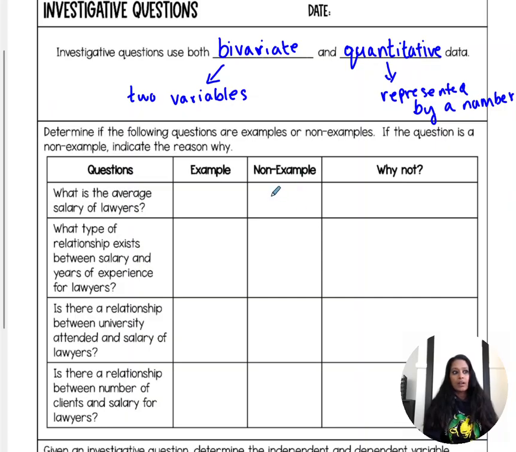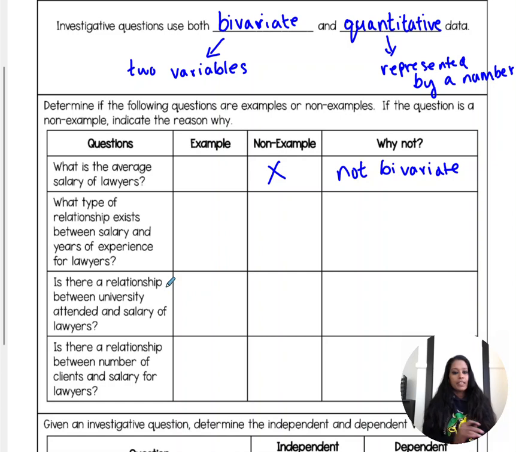It doesn't give us two pieces of information, it just gives me one thing. So this is a non-example. It is not an investigative question that we can try because it is not a bivariate. It only gives us one piece of information. Okay? All right, let's look at the second one. What type of relationship exists between salary and years of experience? So this does give us two things, right? It gives us the salary and it gives us the years of experience. And salary is numbers, years is numbers as well. So yes, that works.